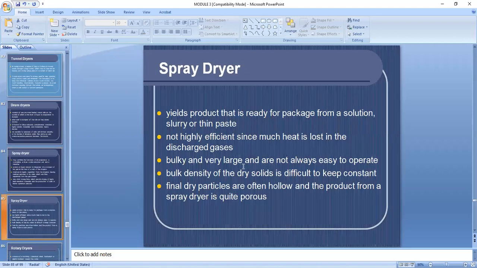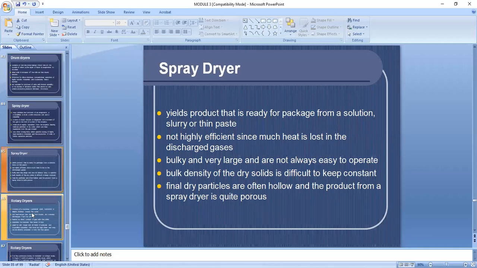Now, this yields product that is ready for packaging from a solution, slurry or thin paste. It is not highly efficient, though, since much heat is lost in the discharge of the gases. They are bulky and very large, and are not always easy to operate. The bulk density of the dry solids is difficult to keep constant, and the final dry particles are often hollow. And the product from a spray dryer is quite porous. As such, it is hollow. It has pores.